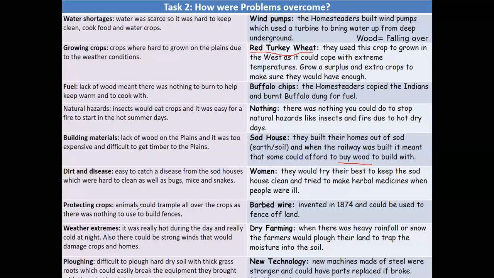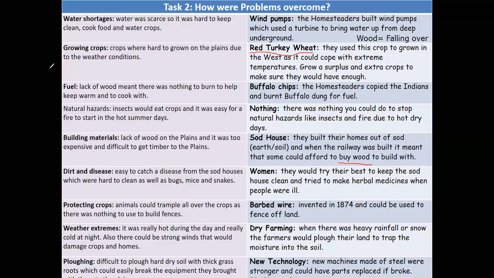Protecting crops: animals could trample all over the crops, especially as the cattle drives occurred. The main thing that helped with this was the invention of barbed wire in 1874 that could be used to fence off land. Now this did cause some conflict as time went on. Barbed wire was a significant step forward. We're going to look at it in a bit more detail when it comes to Unit 3.